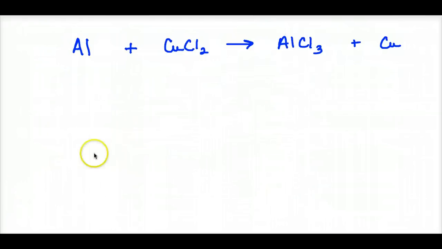Okay, moving forward. So now we're going to review the important skill of assigning oxidation numbers. Okay, and this is an important skill because in this skill, we are able to actually identify who gets oxidized and who gets reduced.